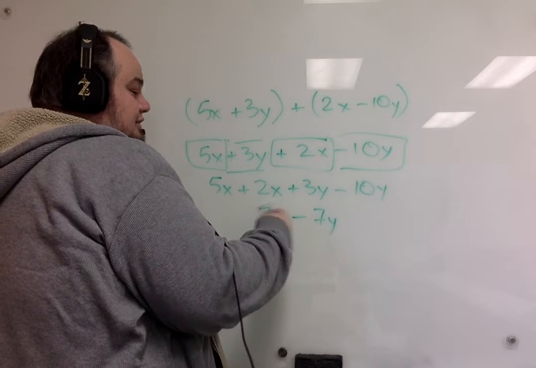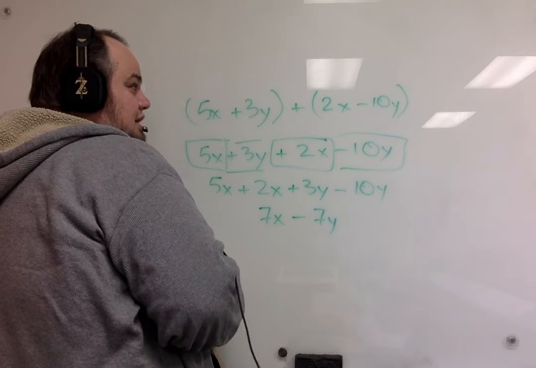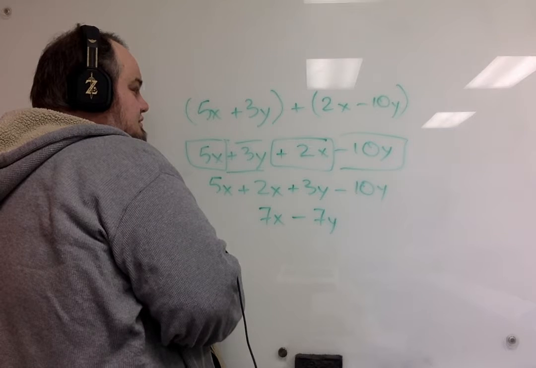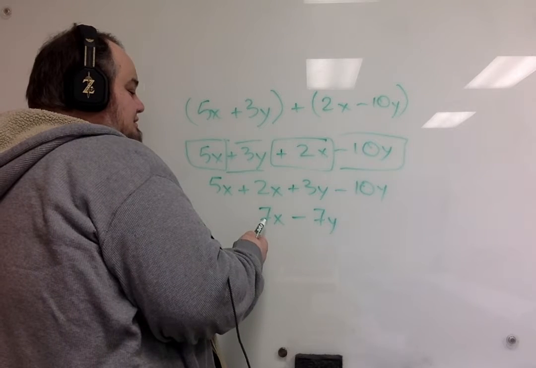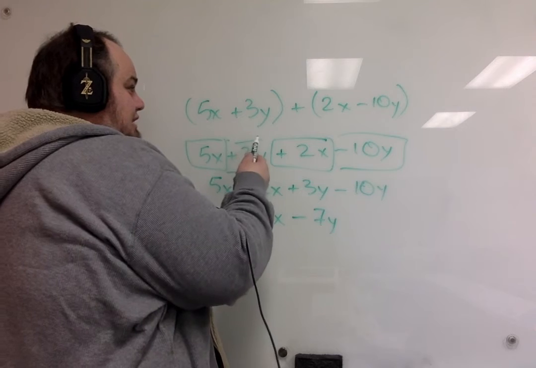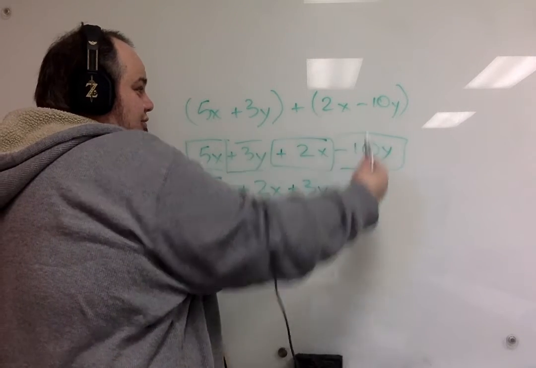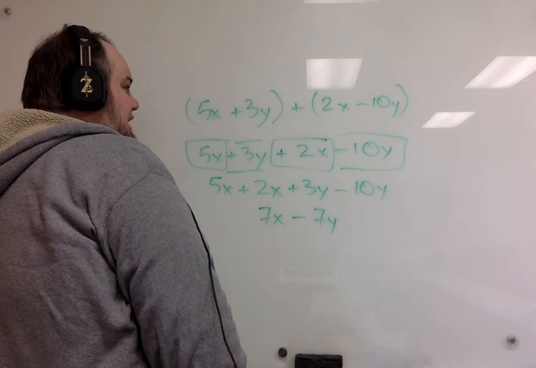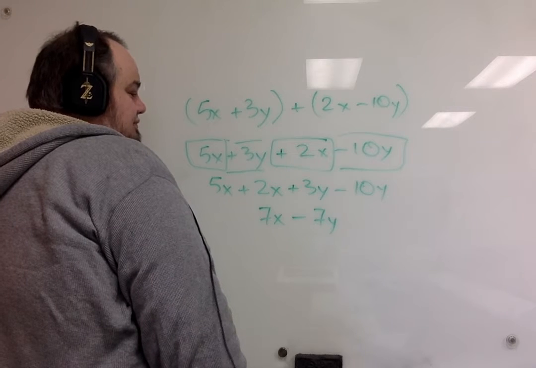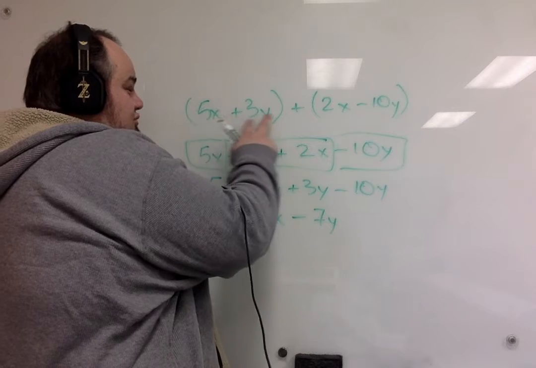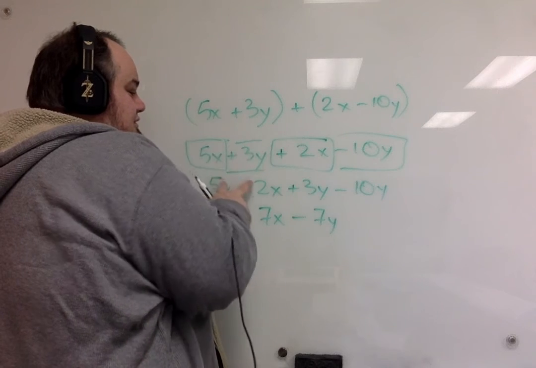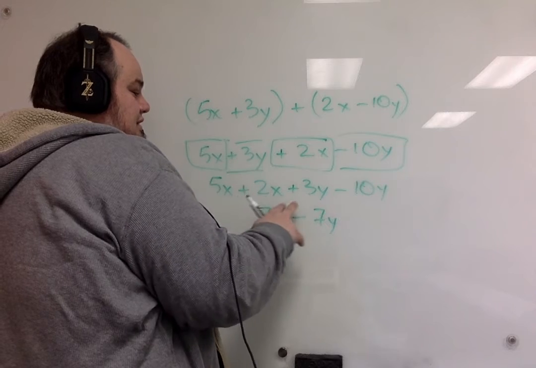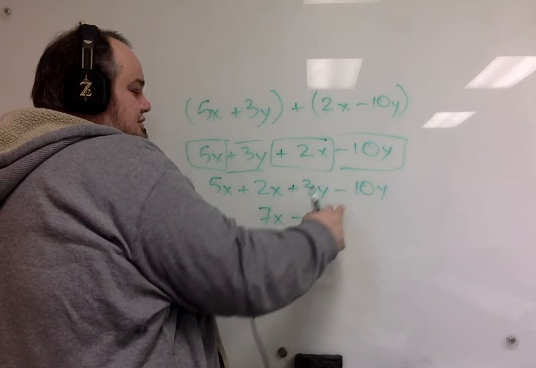So that's our first one here that we've looked at that has multiple terms. So now we have 5x plus 3y plus this other polynomial, 2x minus 10y. And you can see we combined the parts that were the same. We did it by removing parentheses first, rearranging them, and then combining the like terms.